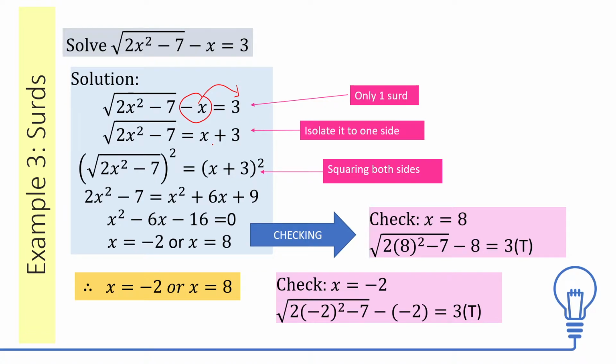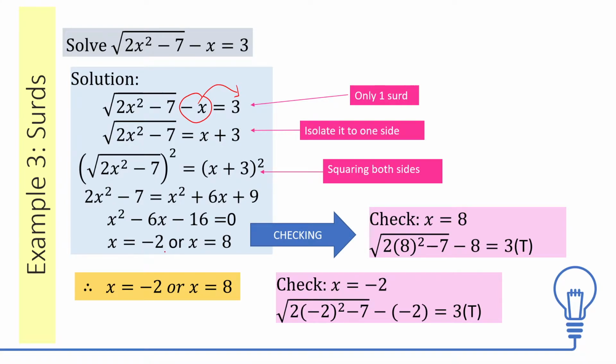So my right hand side is x plus 3. Now my left hand side has a standalone surd. So now what we do is we square both sides. And then the right hand side is x squared plus 2ab plus b squared.